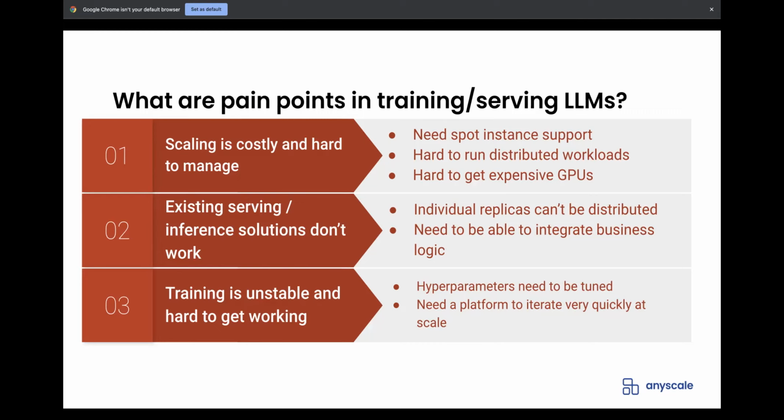And then, on the training side, training is also unstable and hard to get working based on current solutions. One is that when doing fine-tuning, naturally you need to do auto-ML, right? Tuning the hyperparameters. This is a key thing for increasing productivity, and this is not working well yet with large language models. And also, people commonly find a lack of a platform where they can iterate really quickly and scale, because this is a very early, very nuanced domain. People really need to try different things and select the best and go forward.